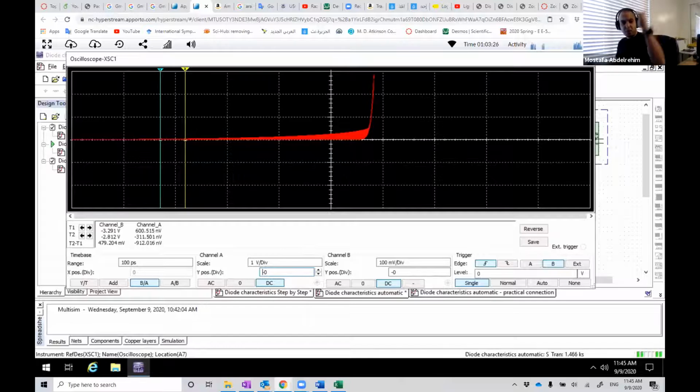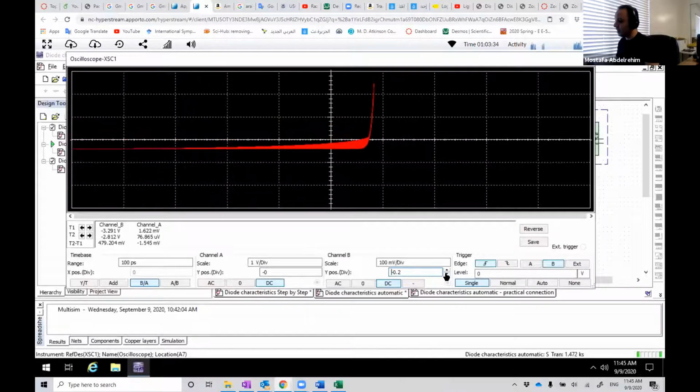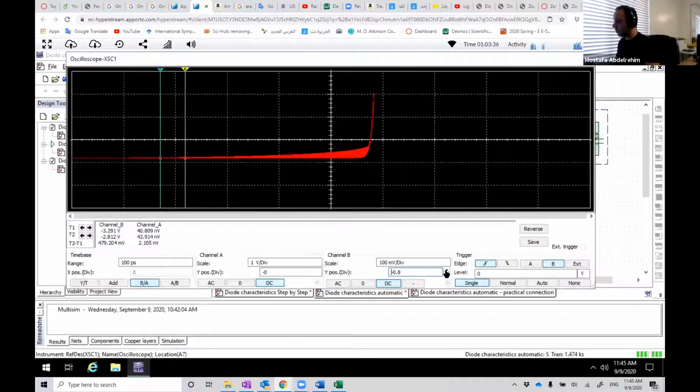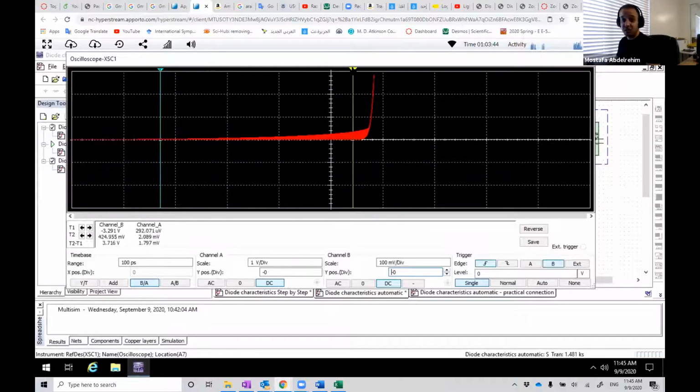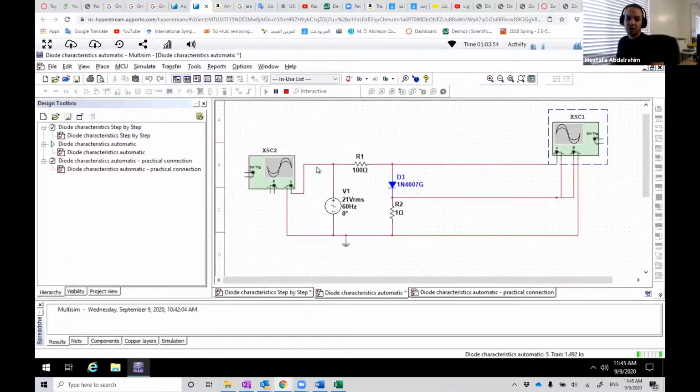If you want to move up or down, you can do that from here as well. This will move it up. This will move it down. Okay, so that's just quick tips. And of course, you can use these bars, which are really convenient in measuring the slopes and anything. Okay, good. So that was measuring the diode characteristic automatically, using that connection, which is not a practical connection.